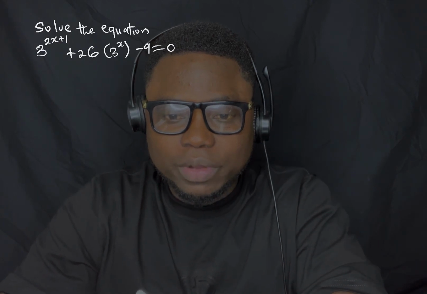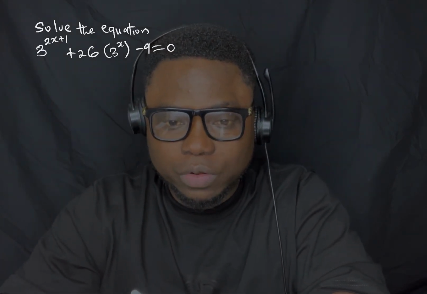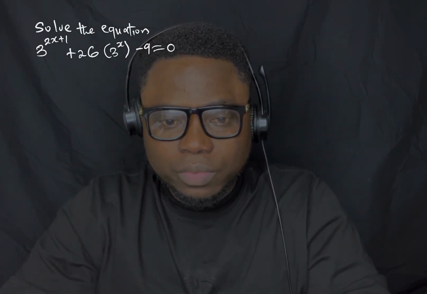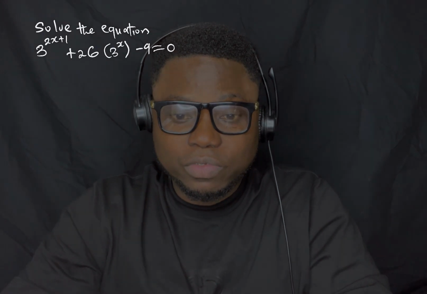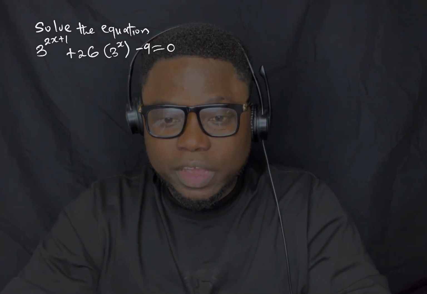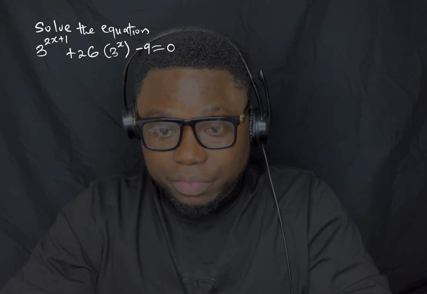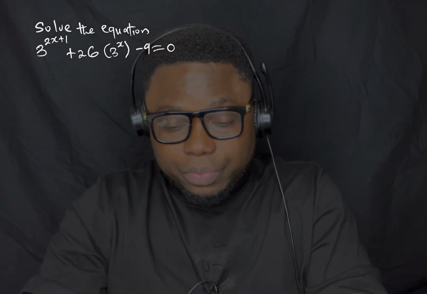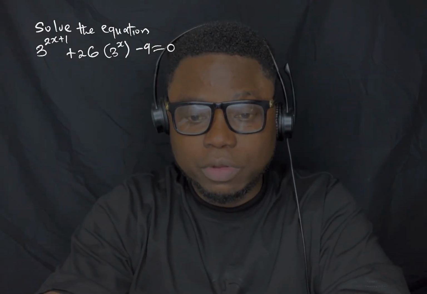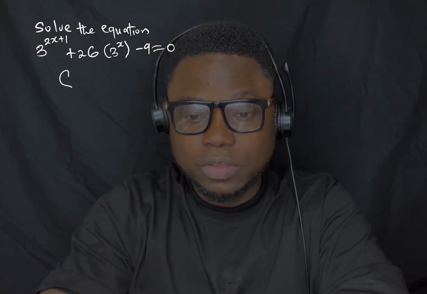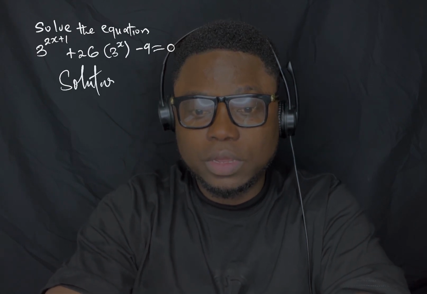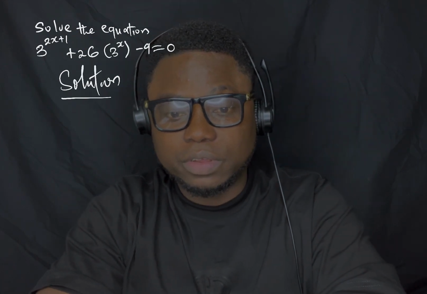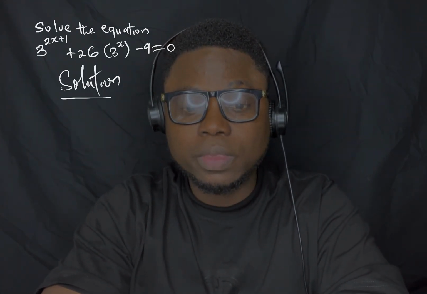Today I'll be talking about how to solve this kind of exponential equation. The question says: solve the equation 3 exponent 2x plus 1, plus 26 in brackets 3 exponent x, minus 9 equal to 0. Now for me to solve this, I'm going to write the solution. Now I'm going to bring down this expression 3 exponent 2x plus 1 in this form.